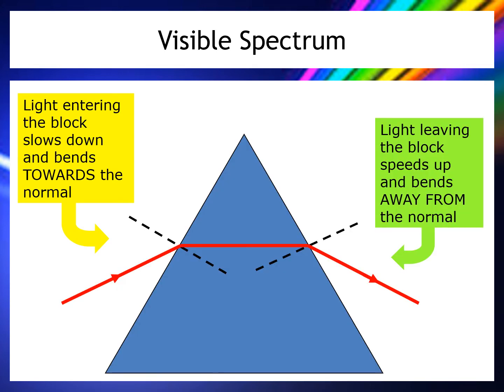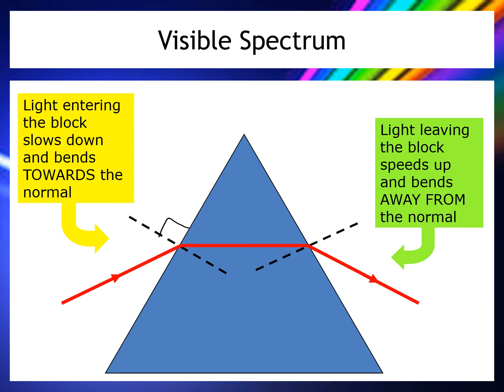The answer is refraction. On the slide here, you'll see that I've homed right in on that top bit of the triangular prism. We had the white light entering the block on the left. And as you can see, I've drawn in a normal line, in a black dotted line there. Remember, the word normal means at 90 degrees. So therefore, this normal line is at 90 degrees to the surface of the prism.